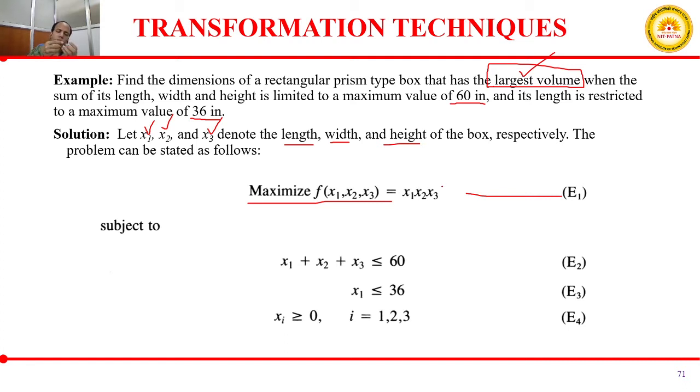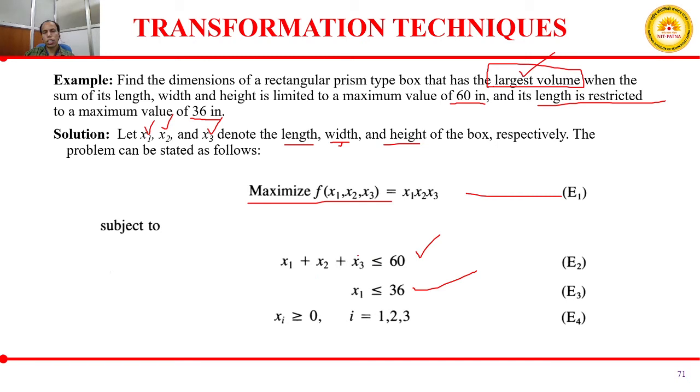Then what may be the constraints? The summation of your length, width and height should be equal to 60, so we can write x1 plus x2 plus x3 is less than or equal to 60. Another constraint is that length is restricted to a maximum of 36 inch, so x1 is less than or equal to 36. Obviously the value of any variable, that is x1, x2 or x3, should be greater than or equal to 0.